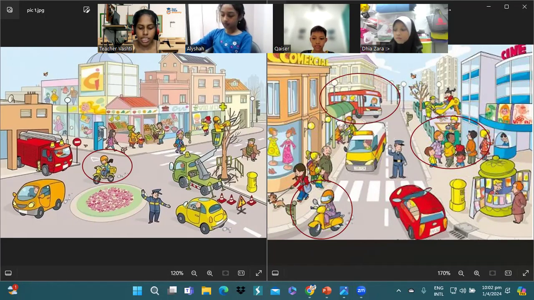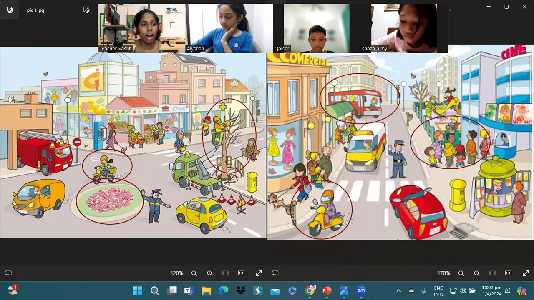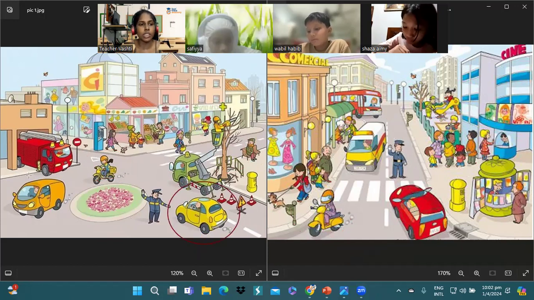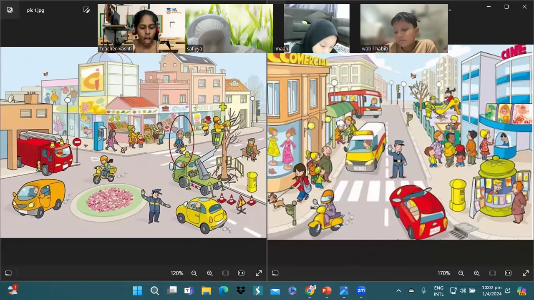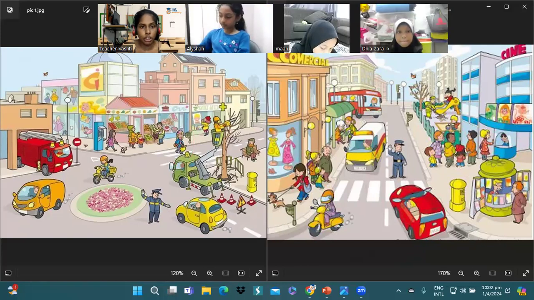What was the next one? There is a man cutting branches from the tree. Picture 1. Okay, good. There is a flower bed. Picture 1. Very good. There are some cars. Ada beberapa cars. Picture 1. Yes. Next one. There is a lady crossing the street. Picture 1. Very good. There aren't any trucks. Picture 2. Where is picture 2?